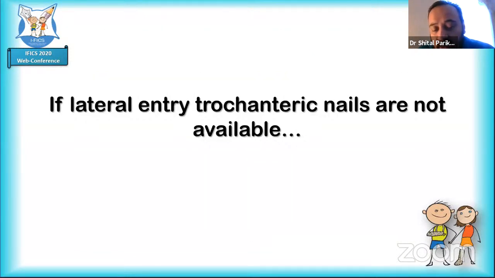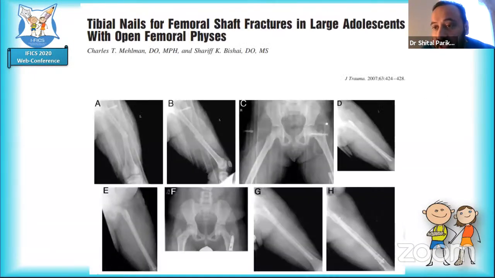Taral was mentioning when we were talking that they only have one set of lateral entry trochanteric nails for the entire country. And so that's an issue. And we had a similar issue. We went through a whole phase before we got the lateral trochanteric entry nails, and we were using the tibial nails for the femur. So this was reported from our institution, to use the tibial nail for femoral shaft fractures in large adolescents with open femoral physis. So if you don't have the lateral trochanteric entry nail, there are ways to improvise.